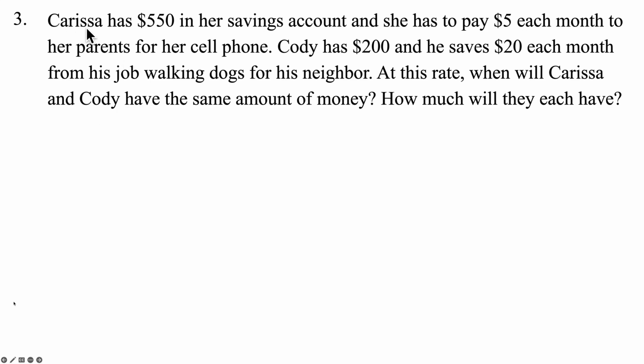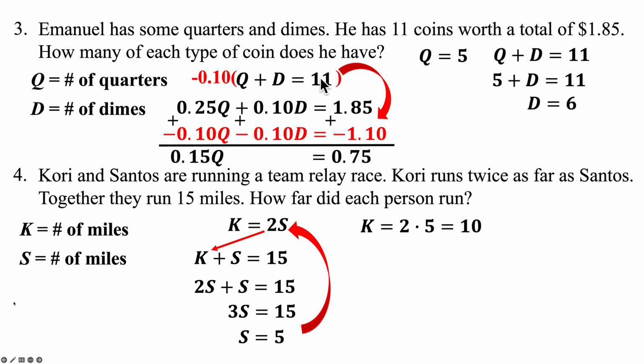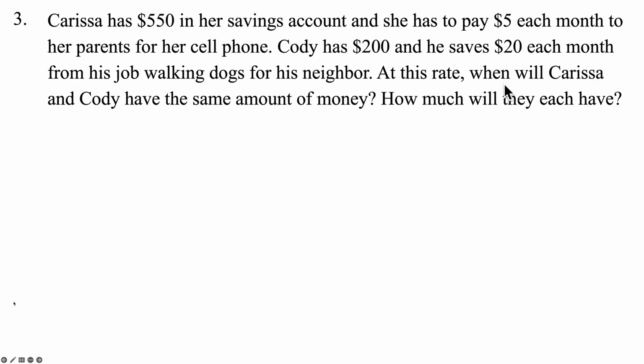That's okay. Carissa has $550 in her savings account, and she has to pay $5 each month to her parents for her cell phone. Cody has $200, and he saves $20 each month from his job walking dogs for his neighbor. At this rate, when will Carissa and Cody have the same amount of money? And how much will that be?